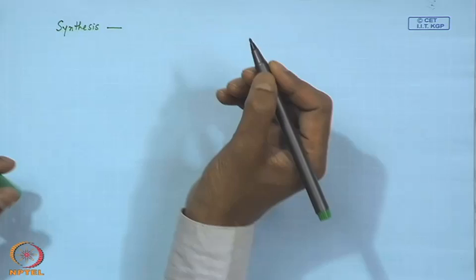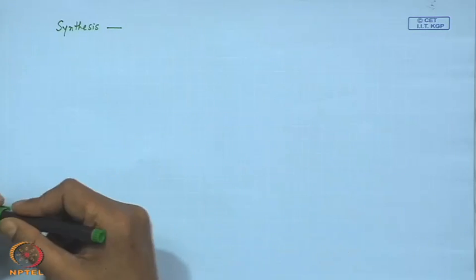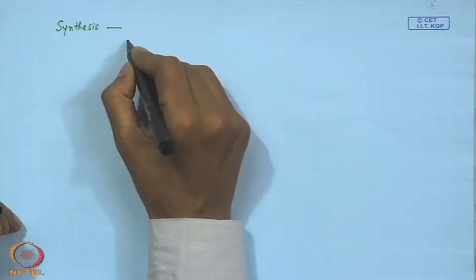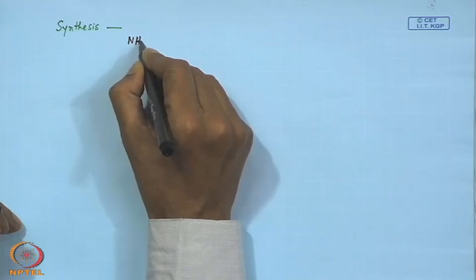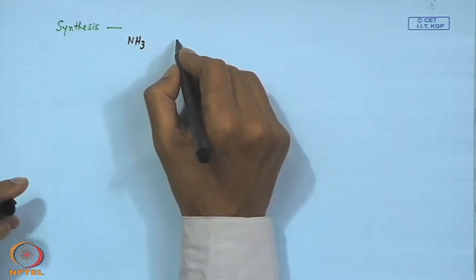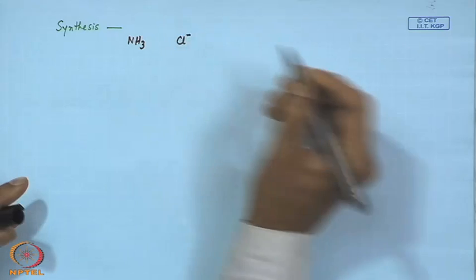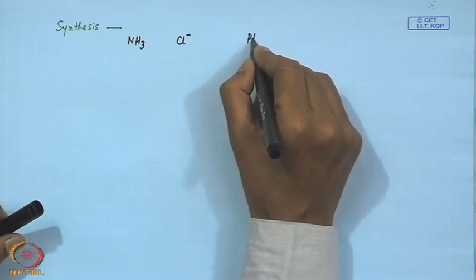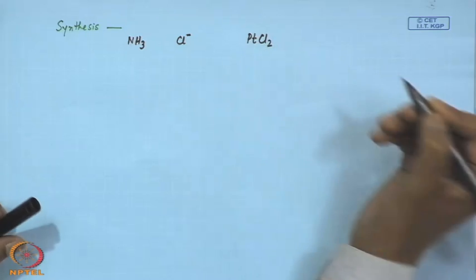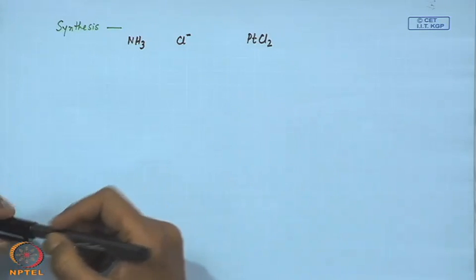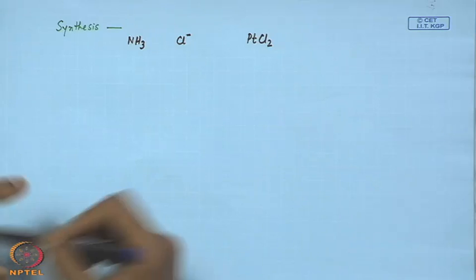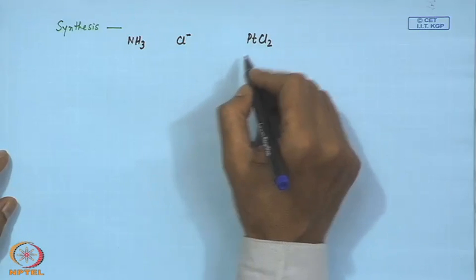So, synthesis of these two compounds should definitely be a challenge for us, because we will be playing with two different types of ligand. One is the NH3 group, another is the Cl minus, and the thing is that our starting compound for these two is the corresponding chloride salt. That means, the platinum chloride salt we are taking, and we are trying to put this particular ligand.